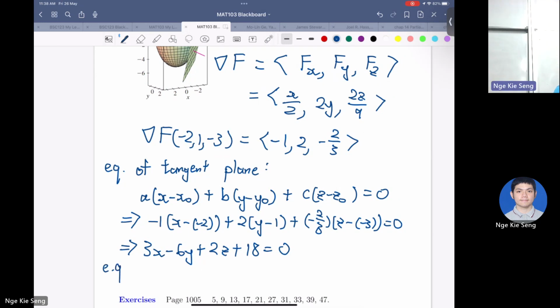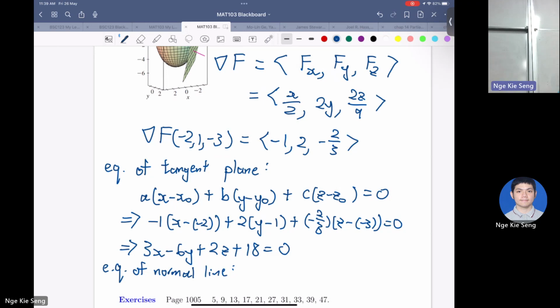Okay. So how about the equation of the normal line? Just now what we said. What's the equation of the normal line? So given a direction vector and given a point, you can make a normal line. So what's the direction for this normal line? What's the direction? Del F. So the direction of the normal line is exactly the normal vector of the tangent plane.